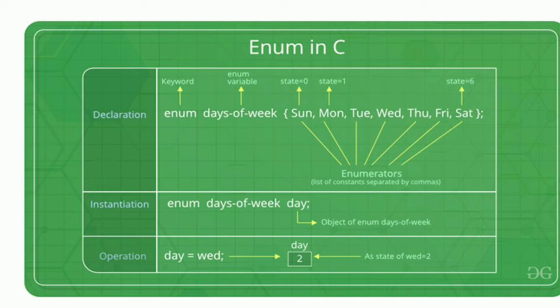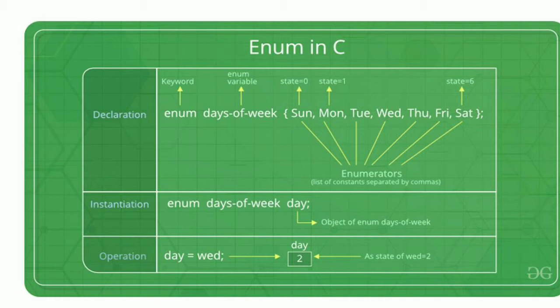These are given values: SUN equal to 0, MON equal to 1, up to SAT equal to 6. These six or seven members are known as the enumerators. Initialization: enum days of week, day. Day is an object of enum days of week. Operation: day equal to WED, that indicates day 3. The value of WED means Wednesday.